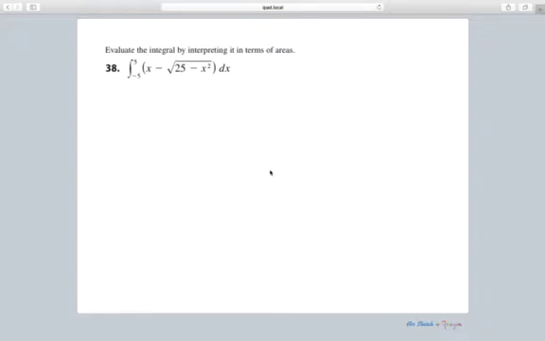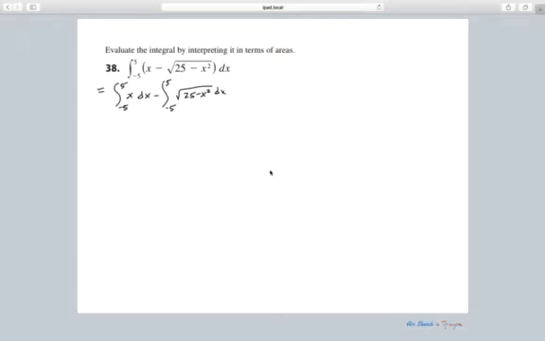So the first thing we're going to do is break this up into two integrals. I'm going to be looking at, and this is just using properties we know for integration, this is equal to the integral from -5 to 5 of x dx minus the integral of -5 to 5 of root 25 minus x squared dx.